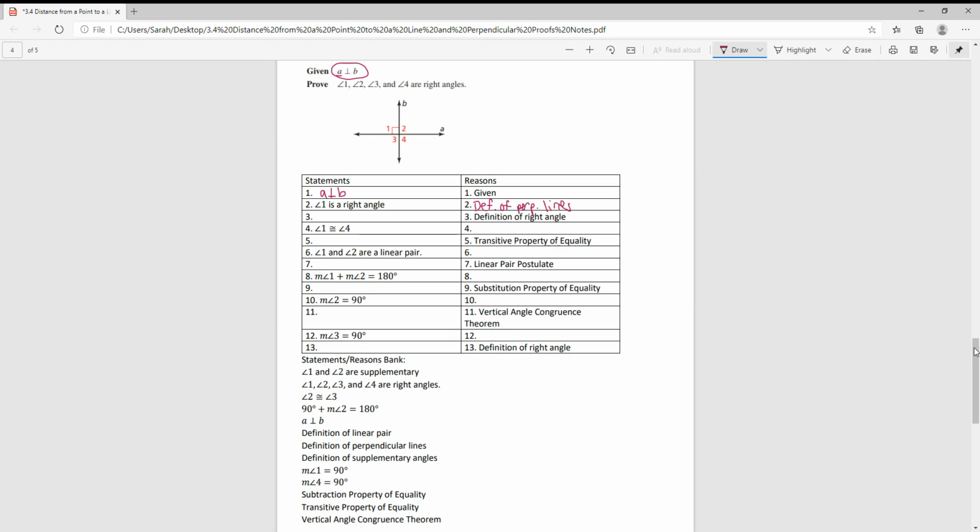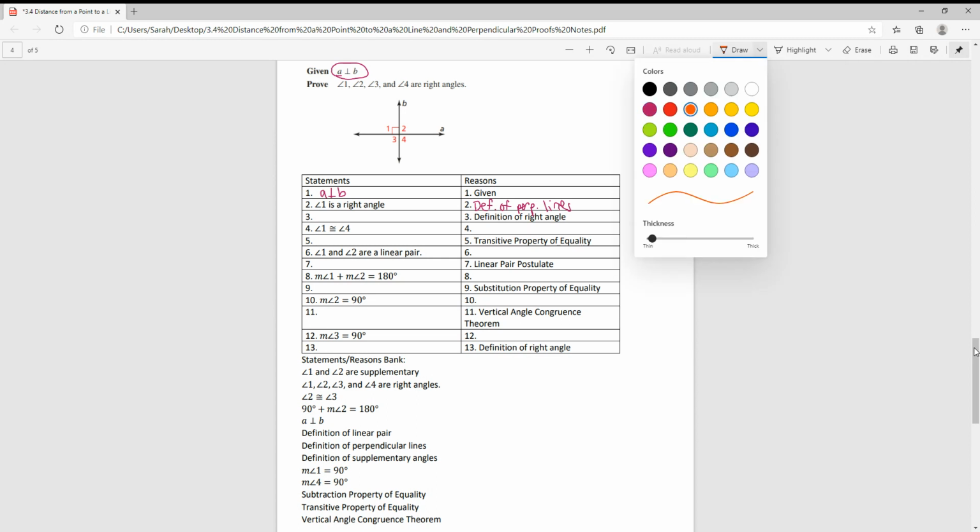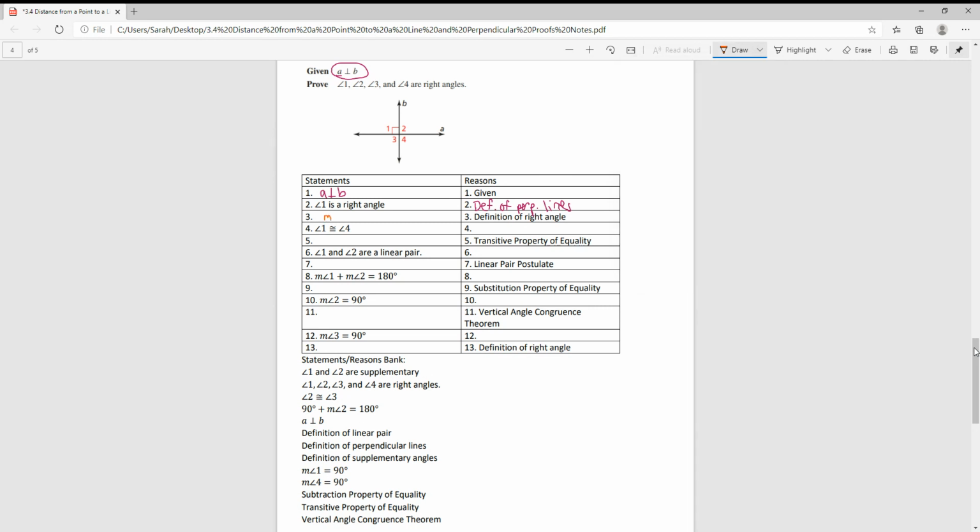I meant to switch colors there and I didn't, so pretend I did. Statement 3, well, the reason for whatever that is the definition of a right angle. What does the definition of right angle say? It says that right angles equal 90 degrees. So since angle 1 is a right angle, we can say that measure of angle 1 equals 90 degrees. Might seem kind of redundant, but remember when we do these proofs, we're being very thorough and taking things one step at a time.